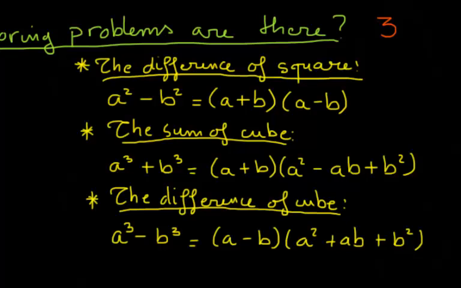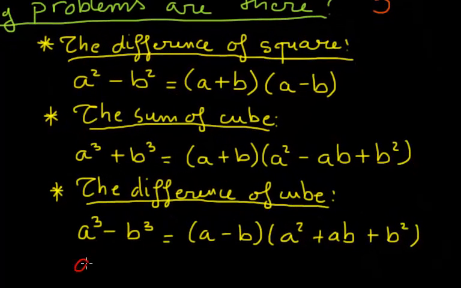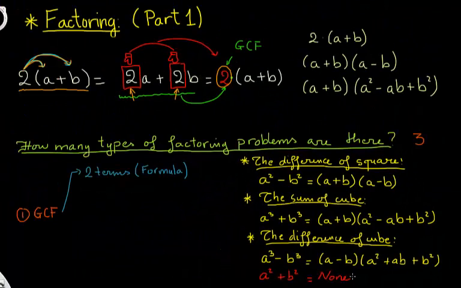So we have the difference of squares, the sum of cubes, and the difference of cubes, but we don't have the sum of squares. If they give you the problem a squared plus b squared, and you try factoring this one, the answer is prime, or it cannot be factored. There's no formula for this, none.